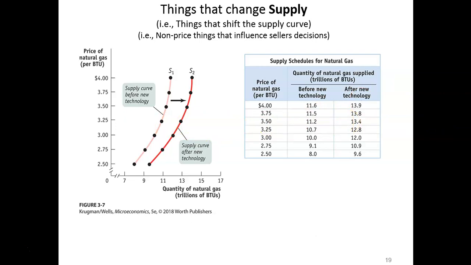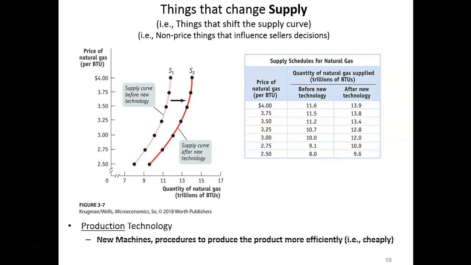And again, this is where I'll highlight that for the most part in this chapter, for macro, you're not going to be tested on this. Good to listen to it, but micro, you need to know these specific types of things that change supply and how they change supply. So production technology changes.